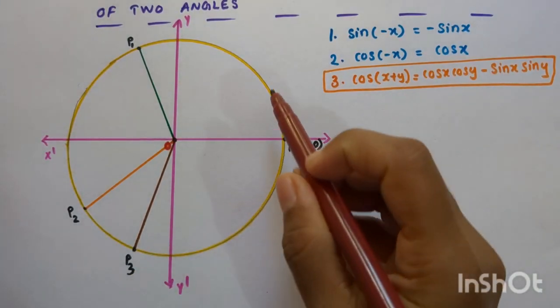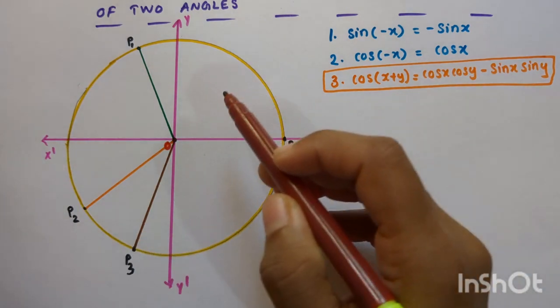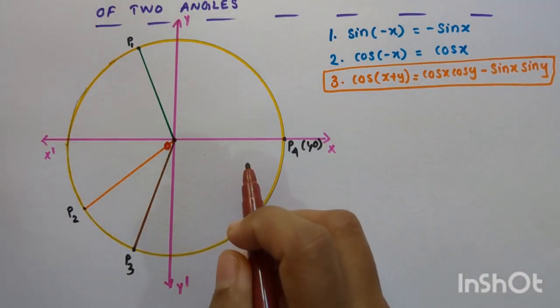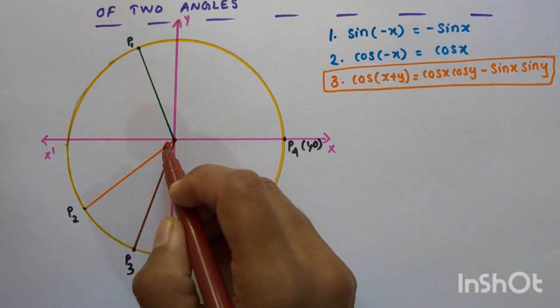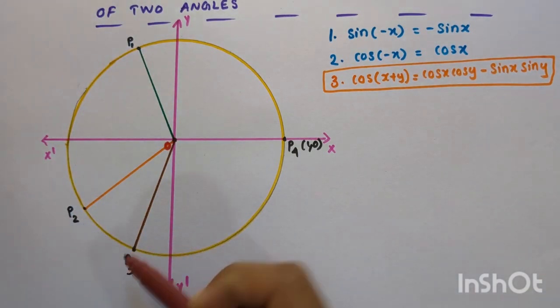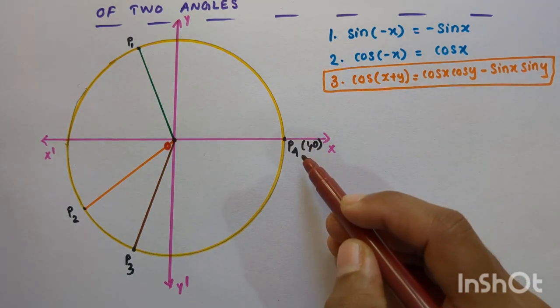So here you see, we are considering a unit circle. Unit circle means its radius is 1 unit. The center of this unit circle is O. Then we have considered 4 points P1, P2, P3 and P4 on this unit circle.